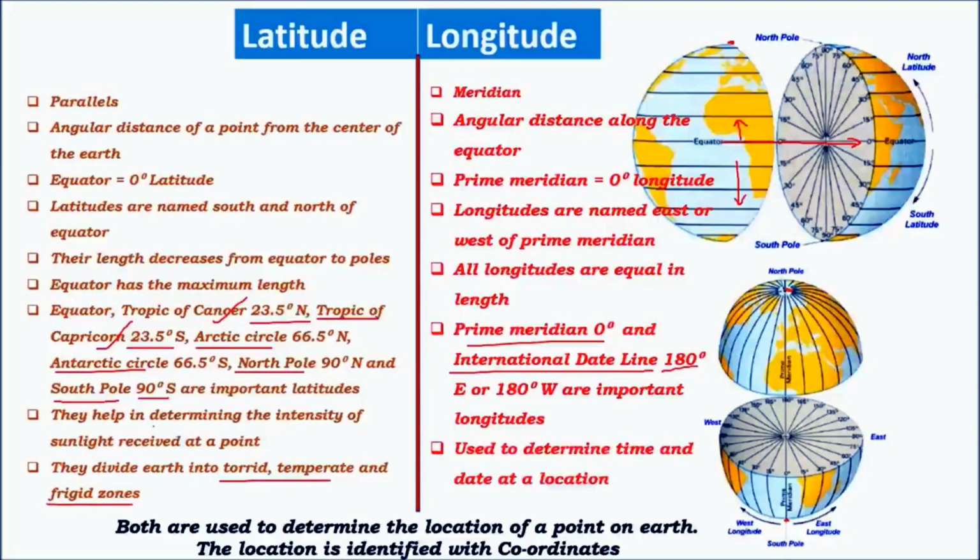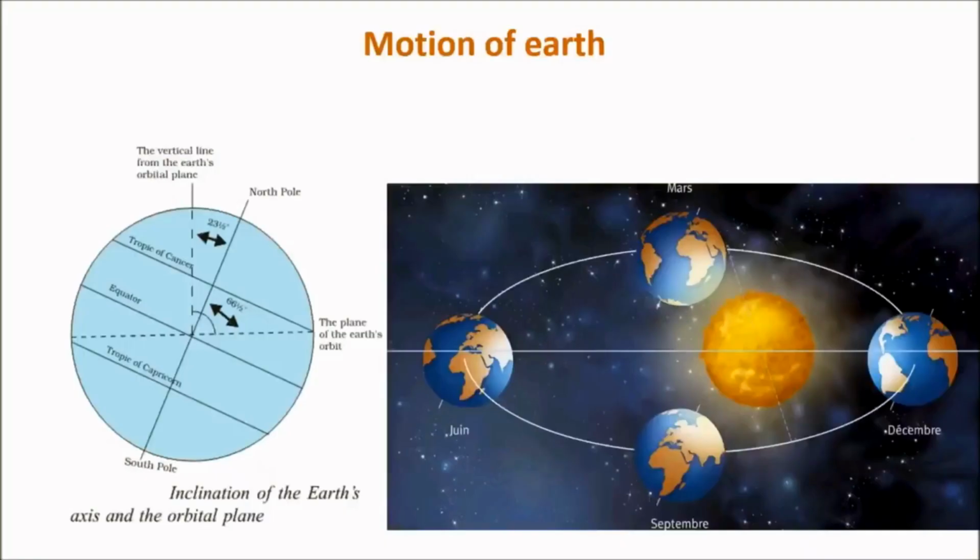And both these longitudes and latitudes are important in determining the location of a point on the Earth. Hence, the main purpose of longitudes and latitudes is to specify the location of a point. Let us first take a look at different motions of Earth.